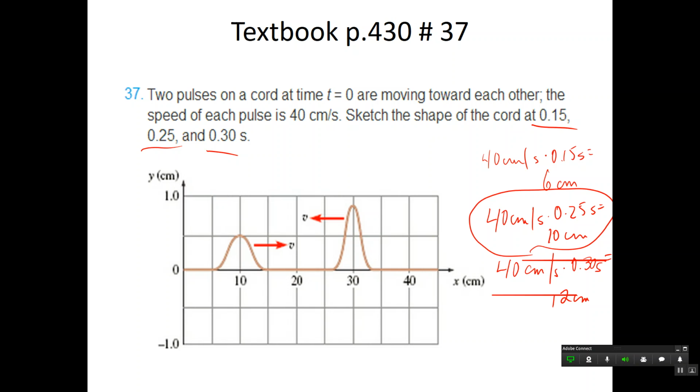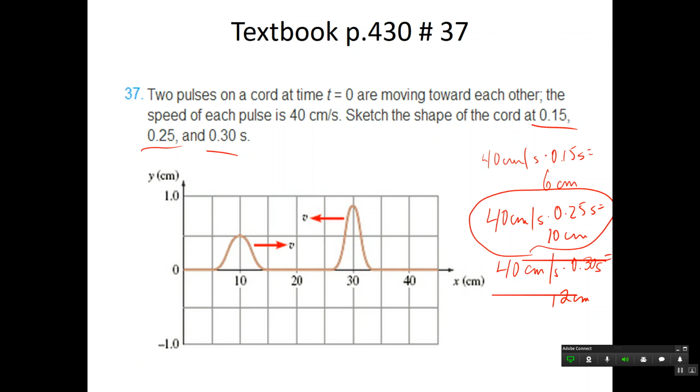Is it normal that it goes above this one line here? Did I do that correctly, or should it not have gone over? Yeah, it should go over, because this one is at about 0.8, and this one's at about 0.5. 0.8 plus 0.5 is 1.3, so it's okay that I'm above this.